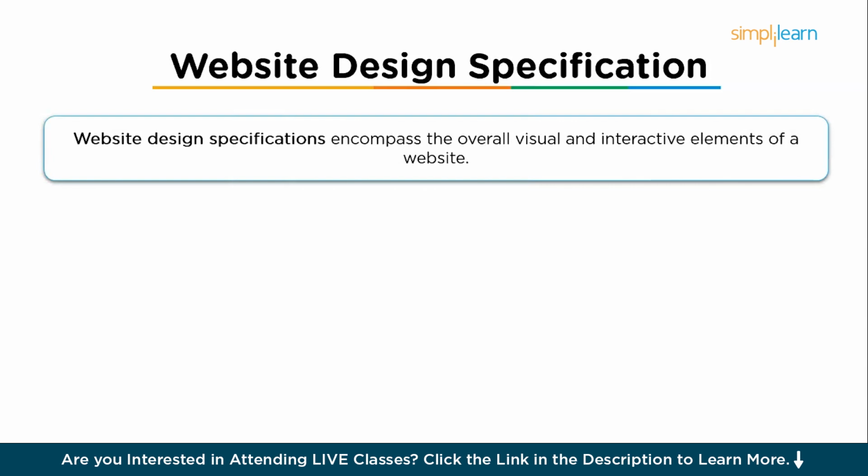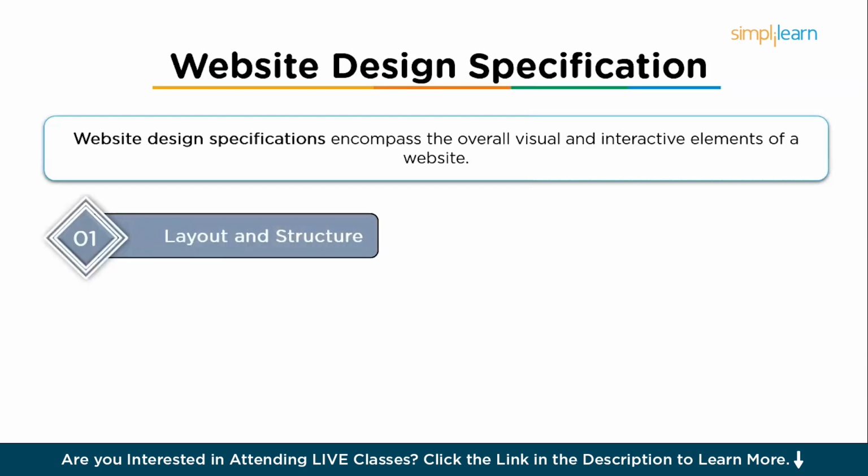So website design specification encompasses the overall visual look and interactive elements of a website. These specifications dictate how the website will look and feel to its visitors and can include several design-related elements. So let's dive deeper into the primary design specifications you must consider.